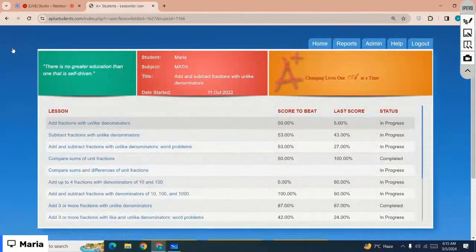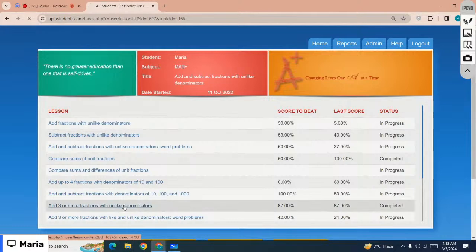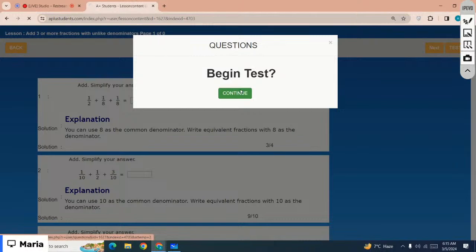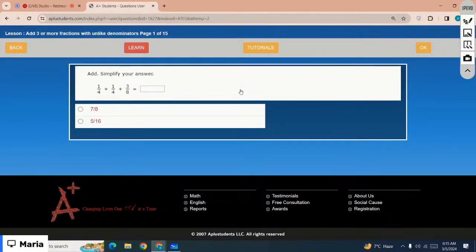The next lesson is add 3 or more fractions with unlike denominators. So let's start with the test questions. Add and simplify your answer: 1 over 4 plus 1 over 4 plus 3 over 8, right?